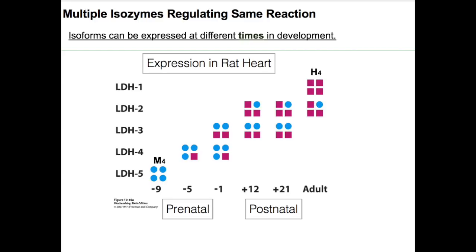We can see that the M4 isozyme predominates early on in development, and gradually the H isoform begins to be expressed, until finally at 21 days after birth, in the adult, we see the H4 isoform of the enzyme being found. This increase in the production of the H4 isozyme corresponds with the increasing oxygenation of the heart tissue. And so this shows that enzyme expression can change in development according to the needs of the organism at the time. So different isoforms are found in different tissues and also at different times in development.